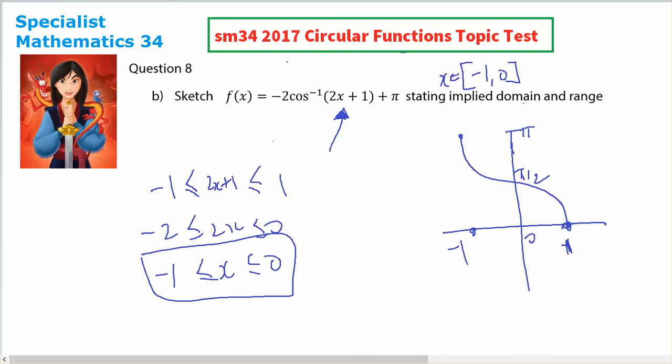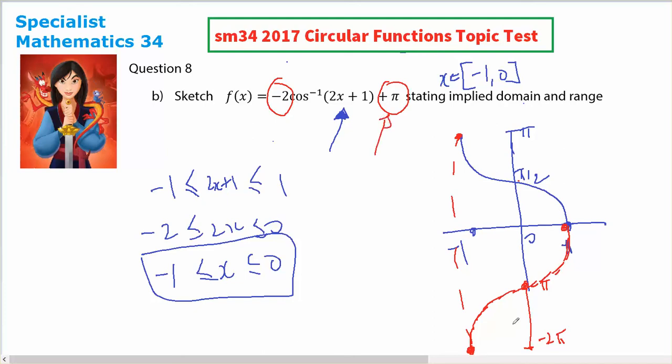Now what's going to happen to the range? The two things that are going to affect the y values are these two things. Reflect over the x-axis, dilate by a factor of 2, plus pi. So this will go all the way down to -2 pi. This will go all the way down to -pi, and then that will stay where it is. So this is what it looks like after the reflection and the dilation.